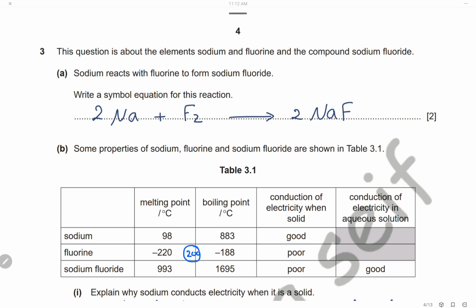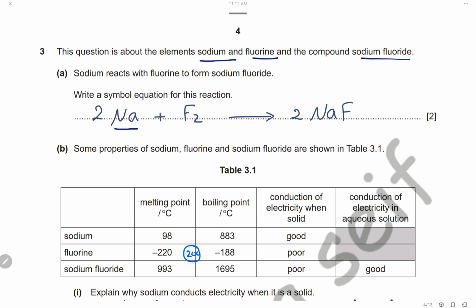Question 3. This question is about the elements sodium and fluorine and the compound sodium fluoride. Sodium reacts with fluorine to form sodium fluoride. You have to write a simple equation for this reaction.